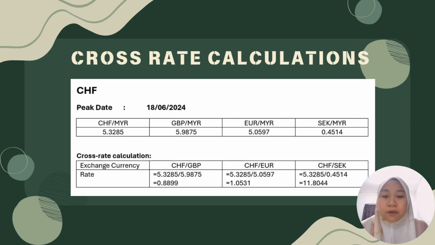Let me see the cross rate calculation for CHF, where the peak date has been chosen on 18 June 2024. The cross rate calculation for CHF against GBP resulted in 0.8899, for CHF against euro is 1.0531, and lastly for CHF against SEK is 11.8044.